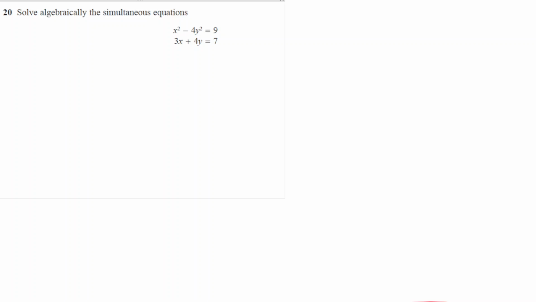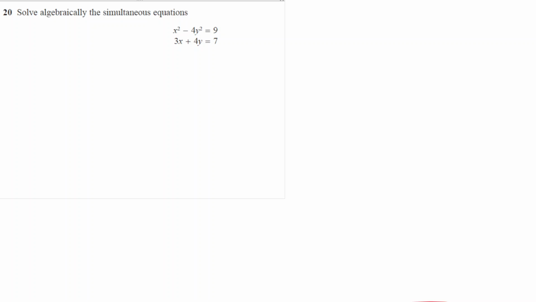First thing to notice upon inspection is that the first equation is in terms of x squared and y squared. That tells you it's not linear, so it's not a linear graph if you were to plot this as a graph. And the second one, 3x plus 4y equals 7, is linear, so you can plot that as a graph. Because you've got x squared and y squared on the top and x and y on the bottom, you can't use the elimination method.